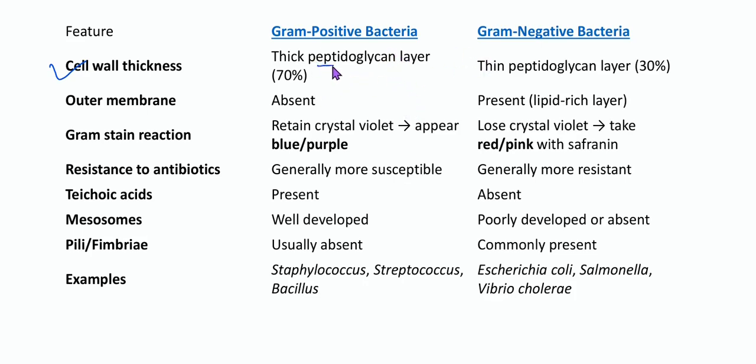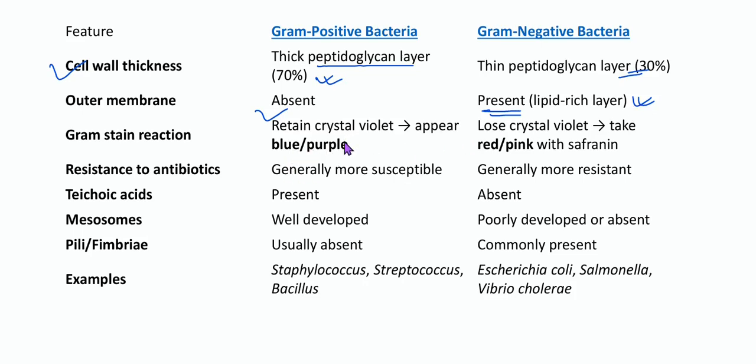So the thick peptidoglycan layer, around 70 to 80%, is present in gram-positive bacteria, and a thin peptidoglycan layer is present in gram-negative bacteria. The outer membrane is absent in gram-positive bacteria, and it is present in gram-negative bacteria, that is the lipopolysaccharide membrane.